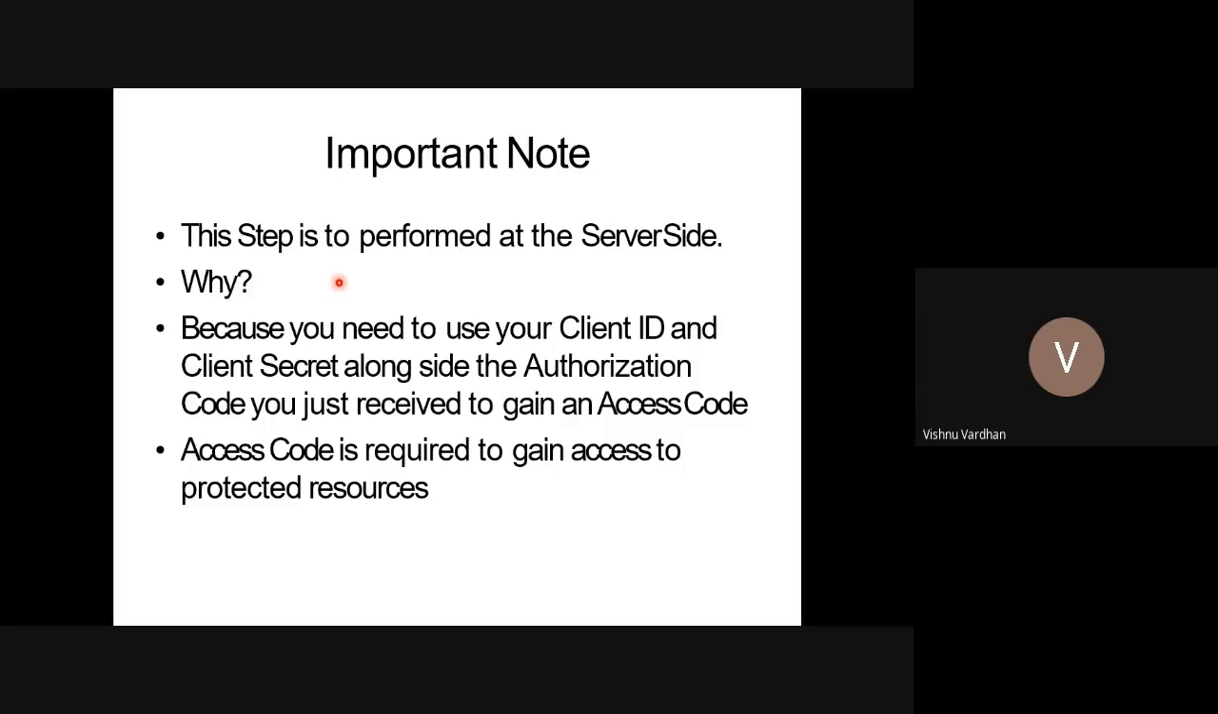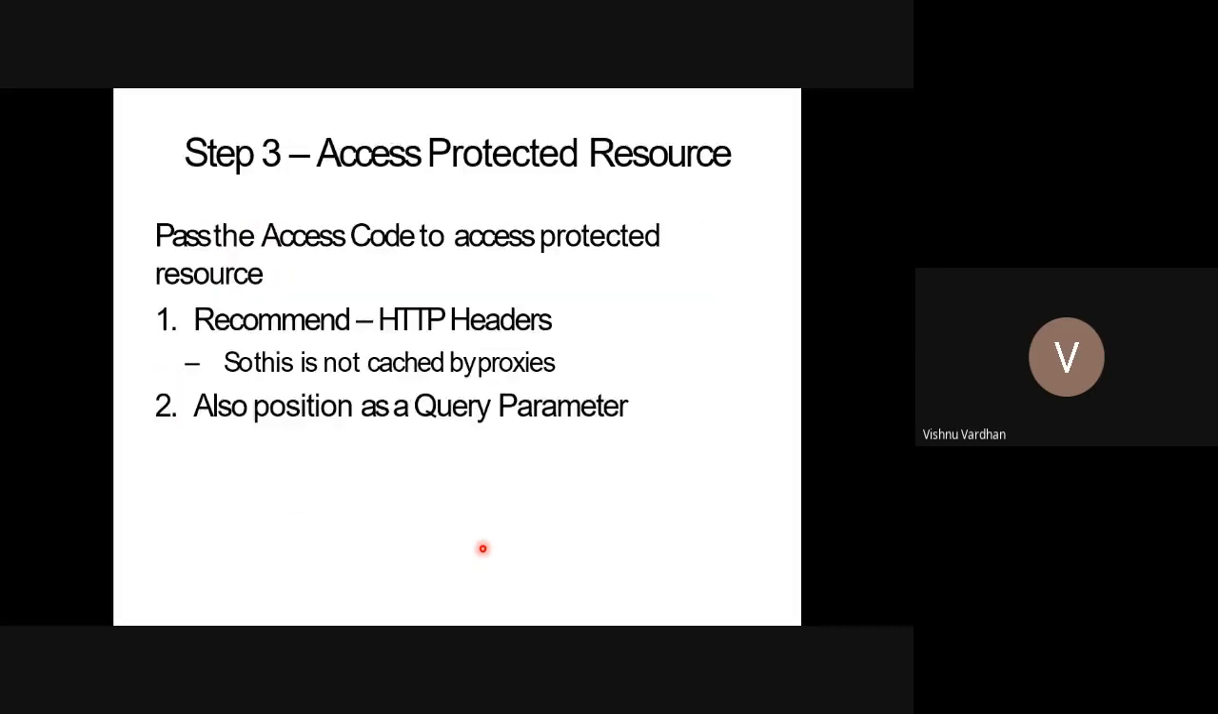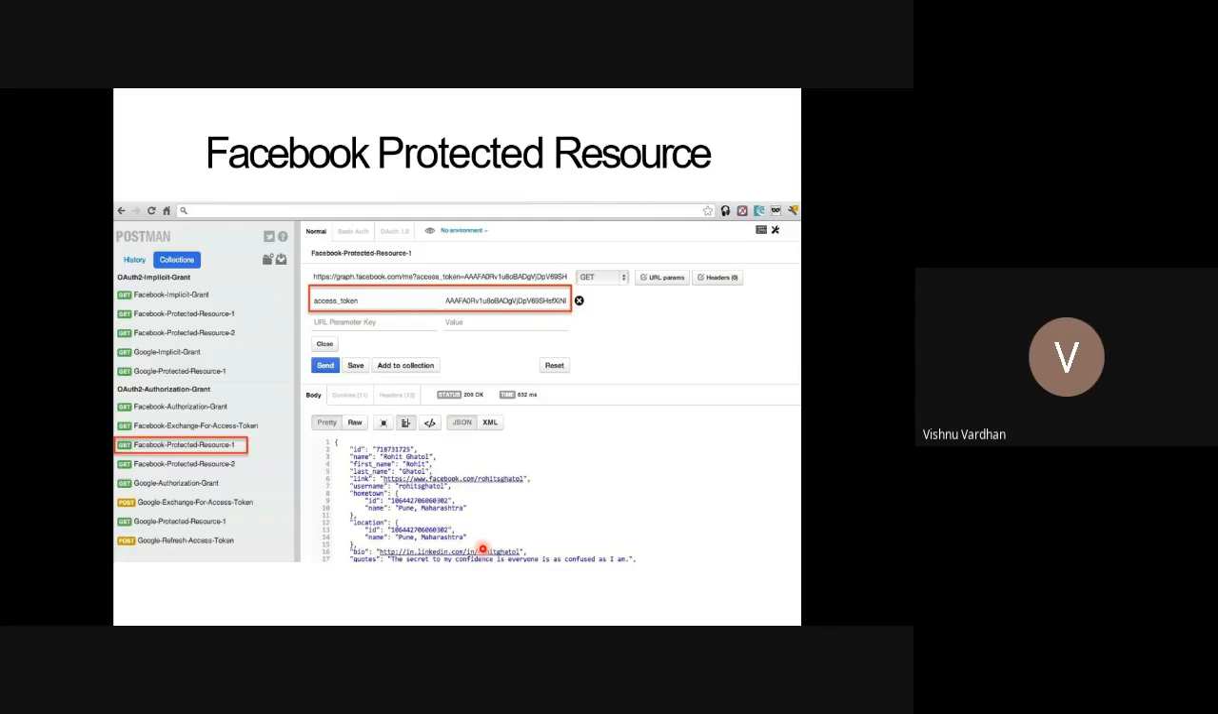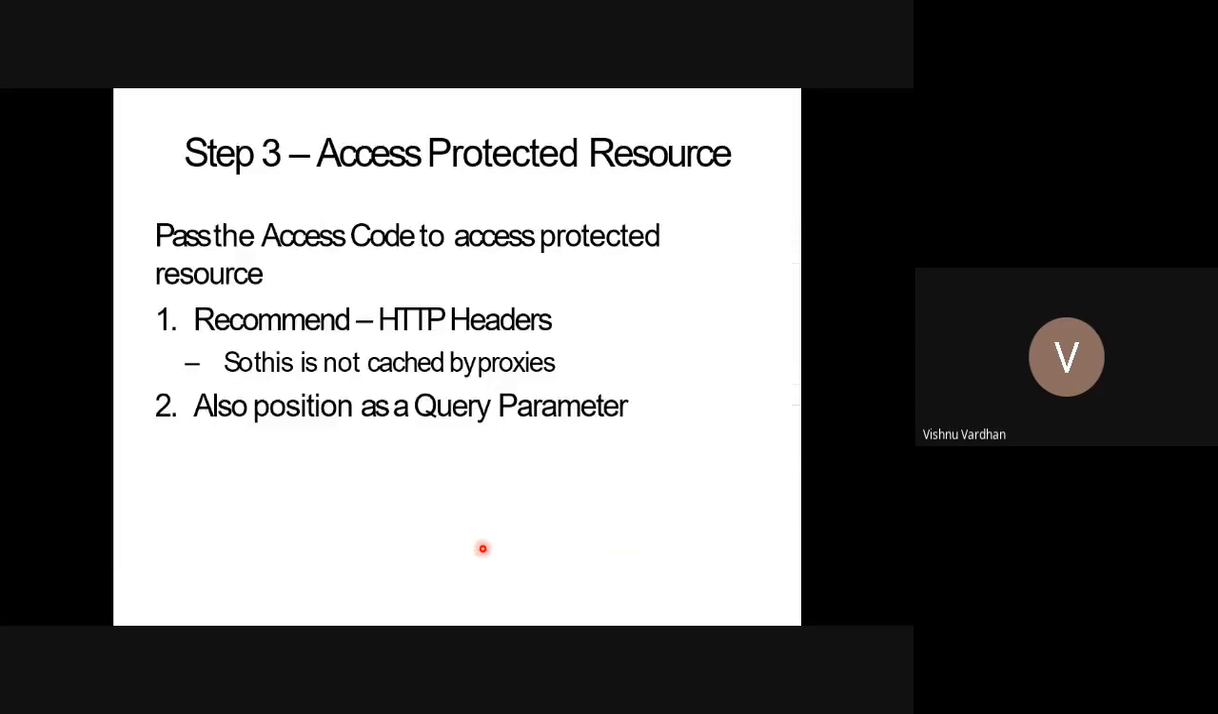The important thing to understand is this step is performed at the server side, because you need to use your client ID and client secret along with the authorization code you just received to gain the access code. The access code is nothing but the access token. And finally, by using this access token, we can get the protected resources.